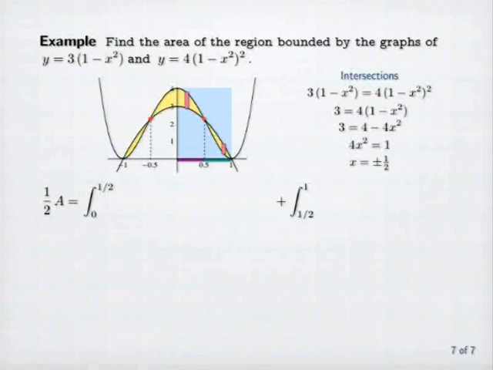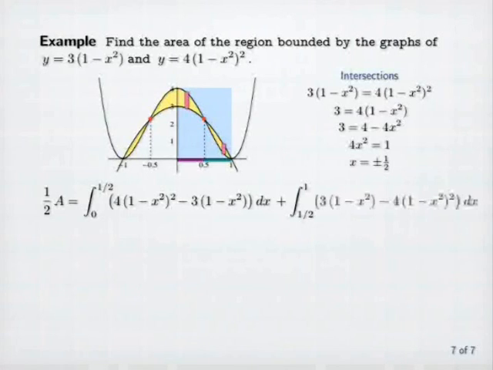Between 0 and 1/2, the top edge of the region is the fourth degree curve, and the bottom edge of the region is our downward opening parabola, so the length of a vertical slice there is given by 4 times the square of 1 minus x squared minus 3 times 1 minus x squared. Between 1/2 and 1, it's just the opposite, so we'll integrate from 1/2 to 1 the opposite difference.